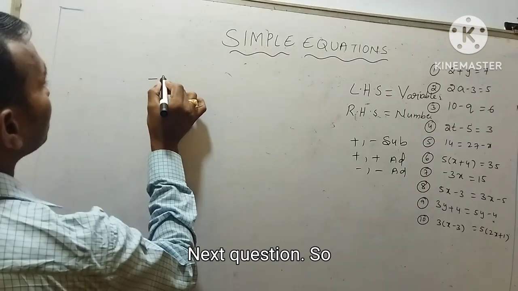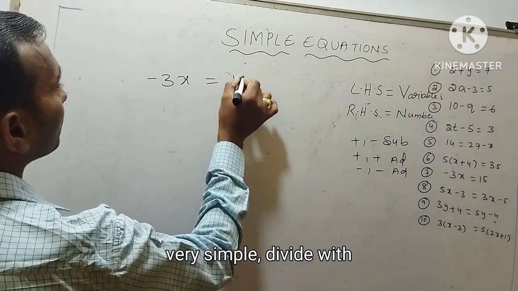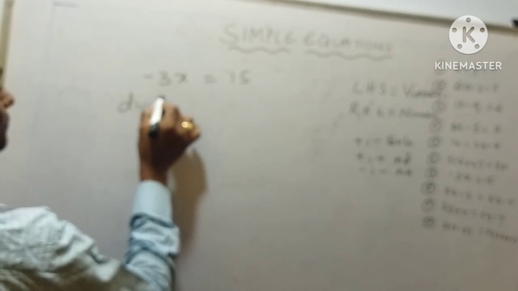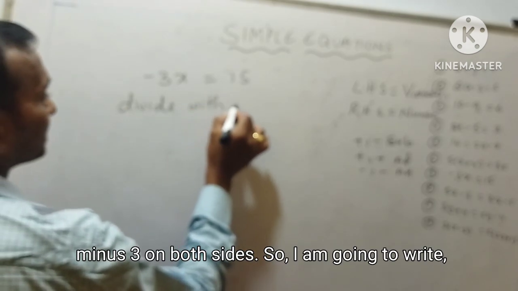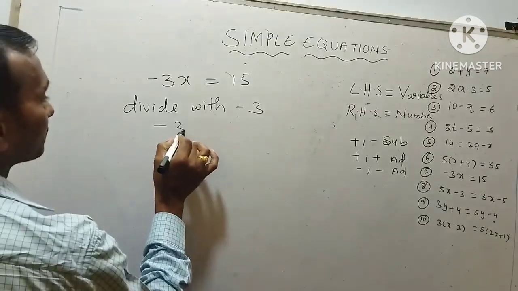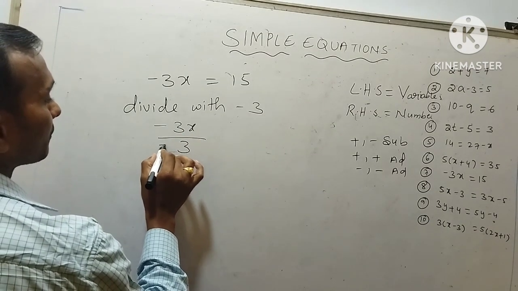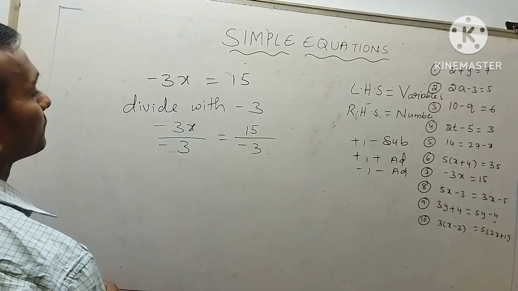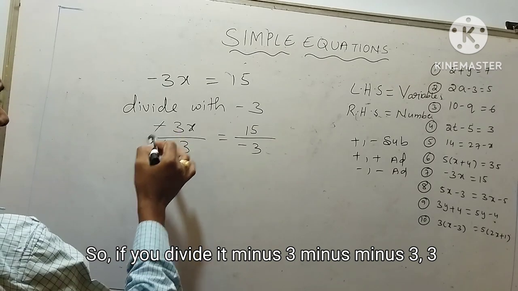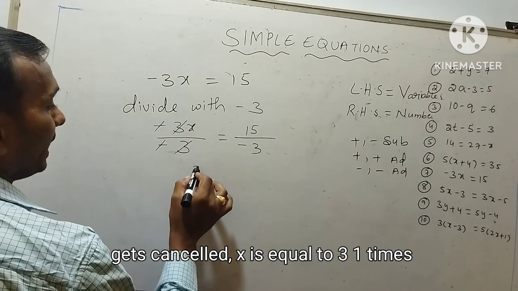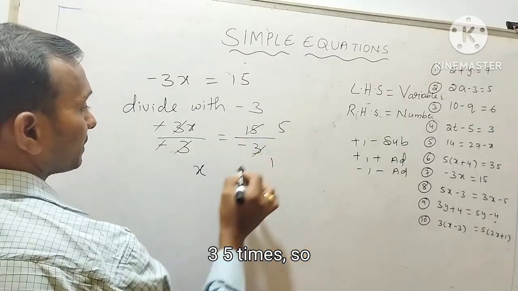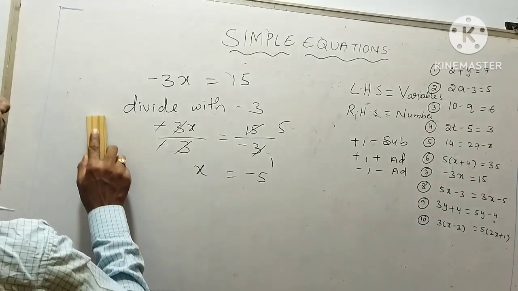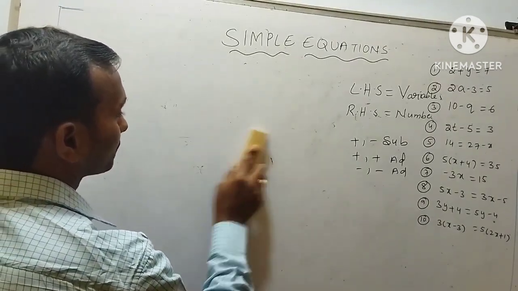Next question. So very simple. Divide with minus 3 on both sides. So if you divide with minus 3, minus 3 gets cancelled. x is equal to 3 one time 3, 3 5 times 15. So minus 5. x value is minus 5. Next question.